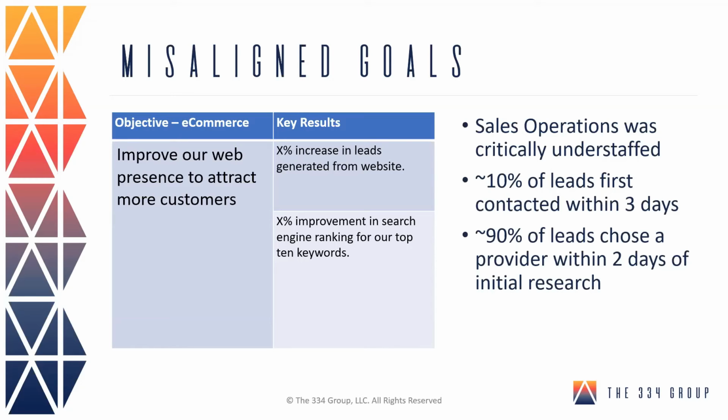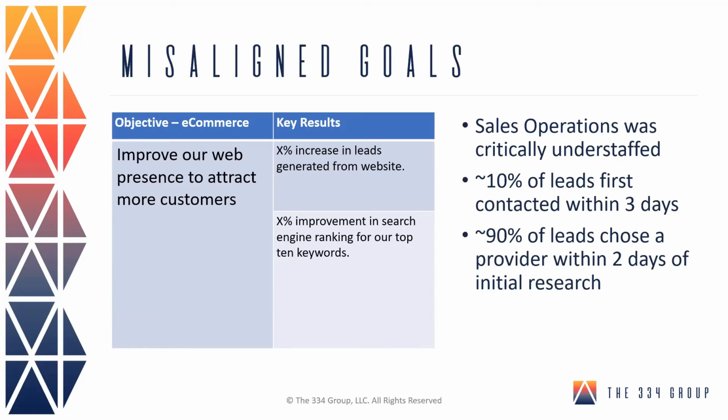Because this organization was cascading OKRs, there was no mandate and not much incentive to cooperate with other groups. As it turned out, sales operations was actually understaffed, and they were struggling to follow up with the leads they already had in a timely manner. So they were only able to contact around 10% of their leads in 3 days or less.